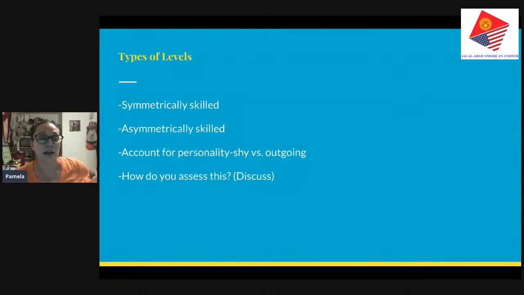And how do you assess this? So again, if we were in person, I would have a discussion and kind of a back and forth question. But the way that you would assess this is before you start any of your differentiated learning activities or methods, you will have to find out where people really are. So you will have a combination of formal and informal testing and assessment to really find out where your students are.